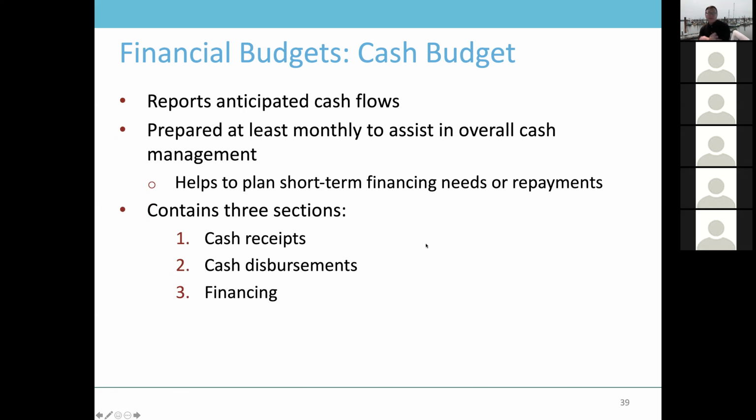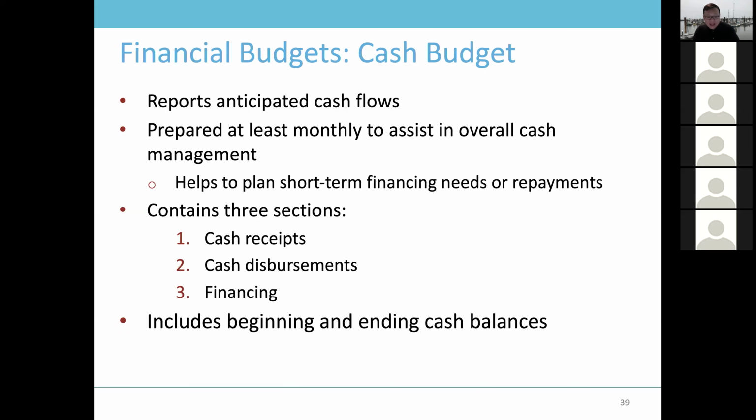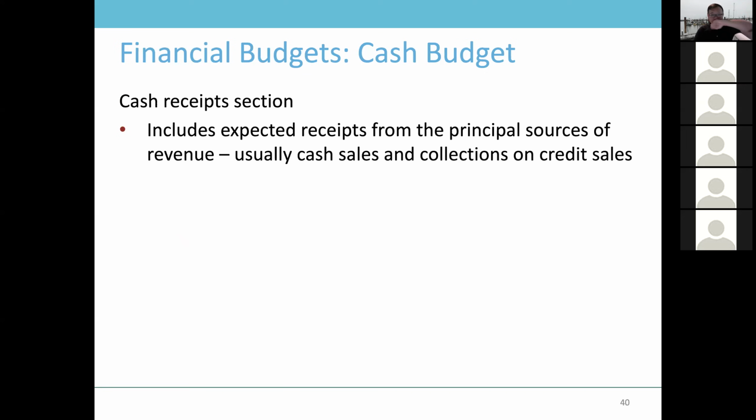There are three sections. You are receiving cash, that's the cash increase, and cash disbursement. You are using the cash, that's the cash balance decrease. And then financing, that's the money you borrowed from a creditor. And you also have to include the beginning and the ending balance in the cash budget.